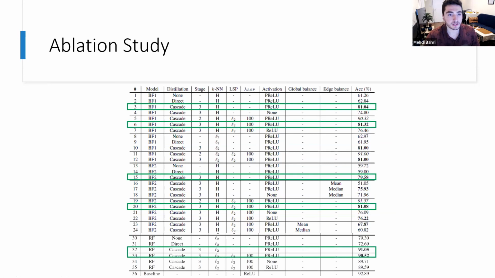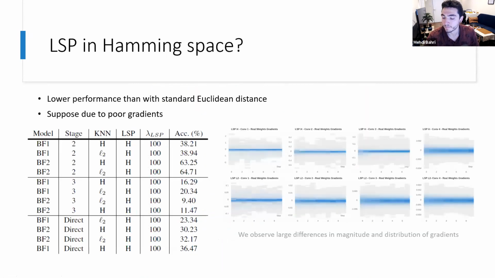We also compared using LSP and not using LSP, so distilling using only logit matching or this additional structure similarity preserving module. And generally speaking, we observed an increase in performance by using this additional distillation method, but not in all cases. As for using a similarity measure defined based on the Hamming distance for binary vectors, unfortunately, we observed lower performance than with using the standard Euclidean distance, which we conjecture to be due to poor gradients.